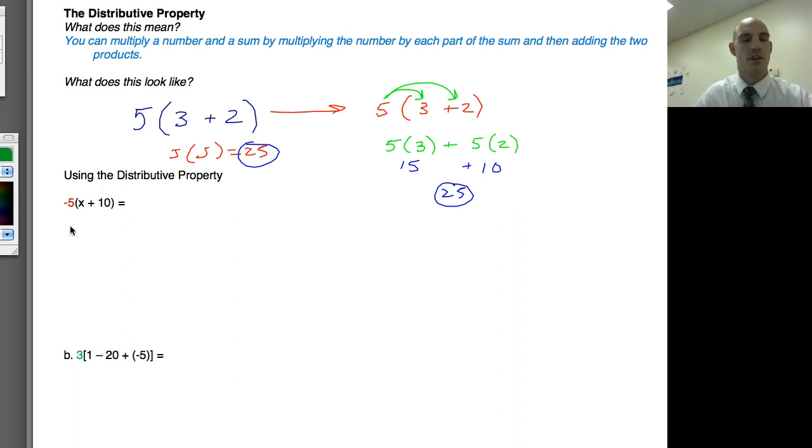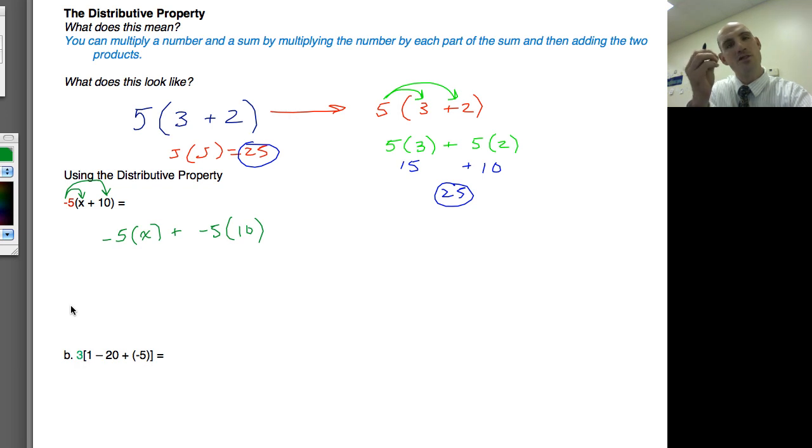So what I'm going to do is use the distributive property here. I'm going to draw the arrows to each part of the sum. And then I'm going to write the products separately as a sum. So I have negative 5 times x plus negative 5 times 10. Each of these I could do together. And you start to see why this is so effective.